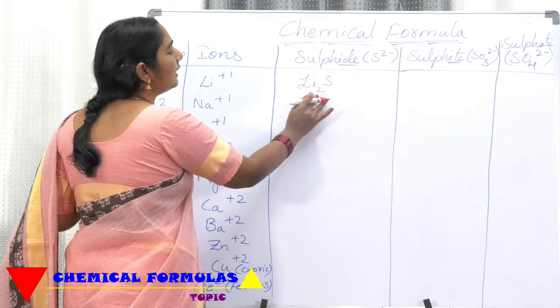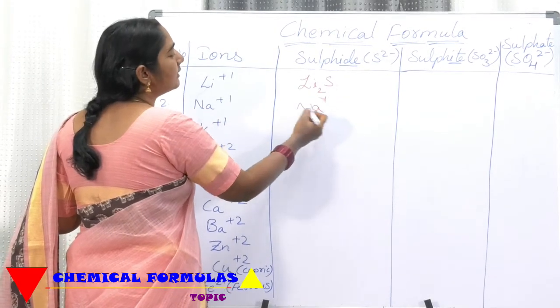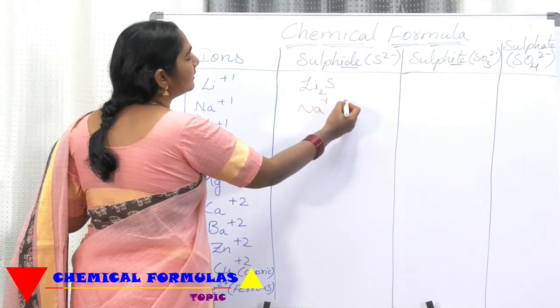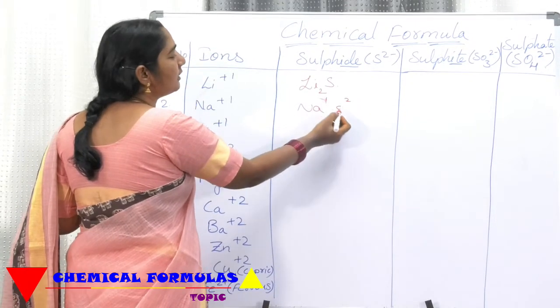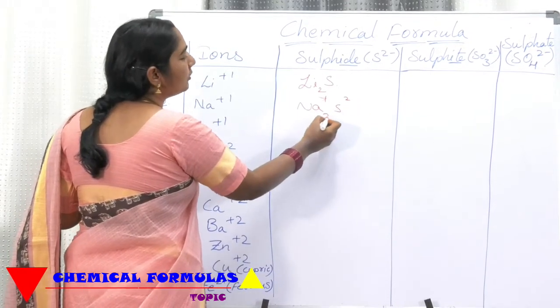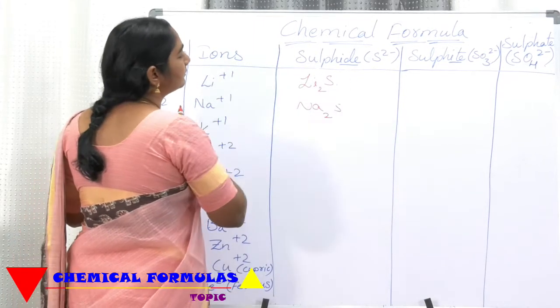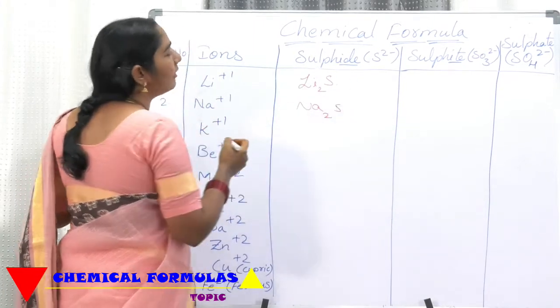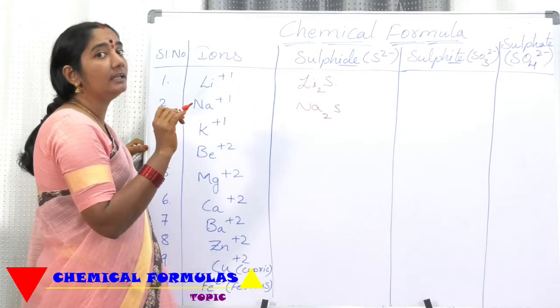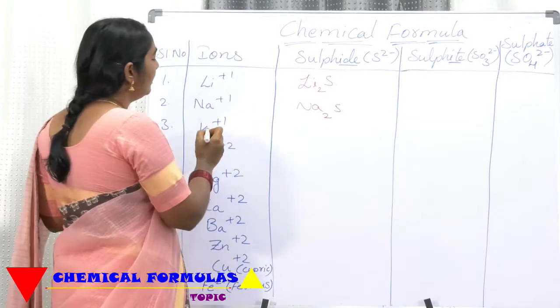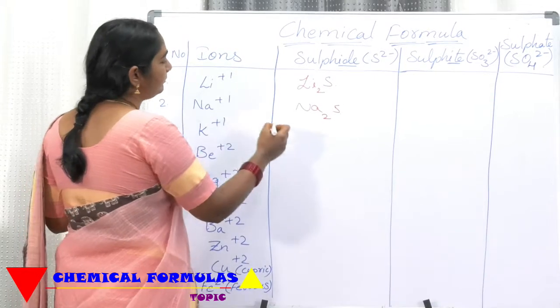Na plus, Na1. Let us take this 1. Valence is 1. Sulfide valence is 2. This 2 comes here and this 1 goes there. Means Na2S. See, nothing is there means 1 is there. Sodium sulfide, ide, sulfide. Now potassium sulfide.